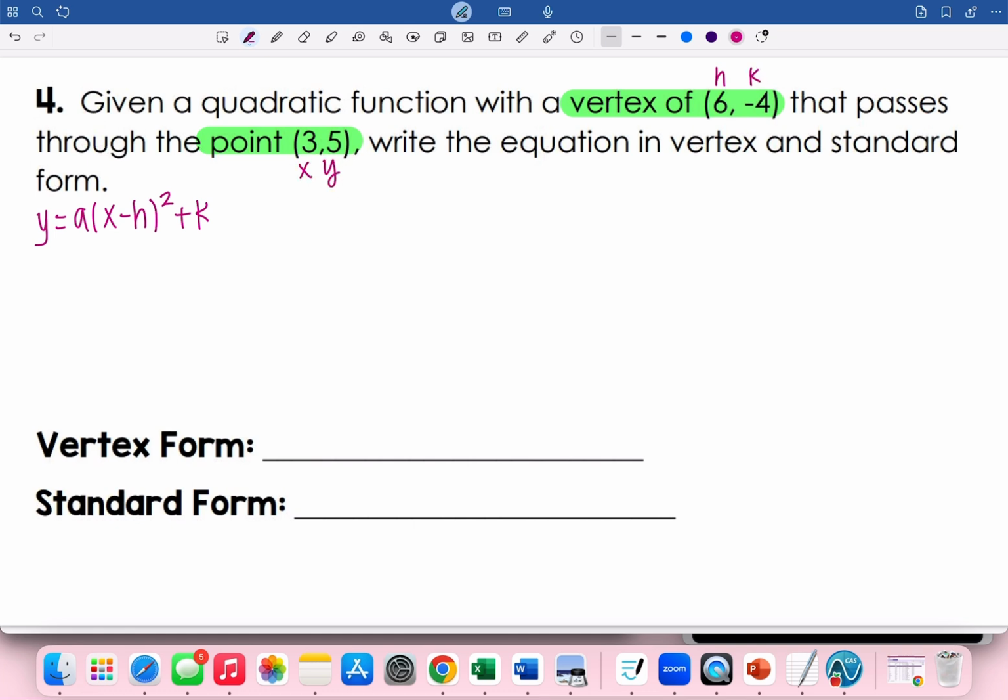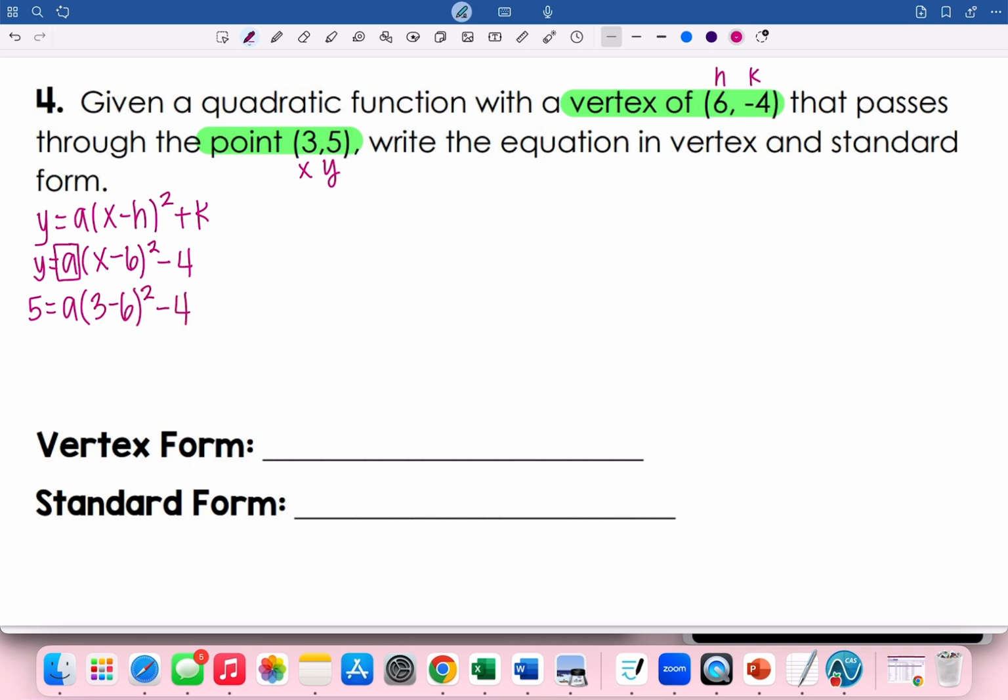First thing I'm going to plug in is the vertex. So here we have y equals a times (x minus the value of h, which is 6) squared, plus k, which is -4. Again, here I'm solving for a. So to solve for a, I can now plug in my point. My y value is 5, equals a times (the value of x, which is 3, minus 6) squared minus 4.